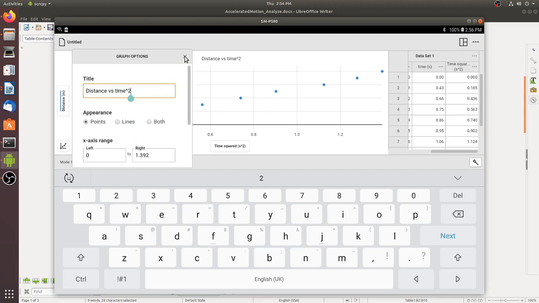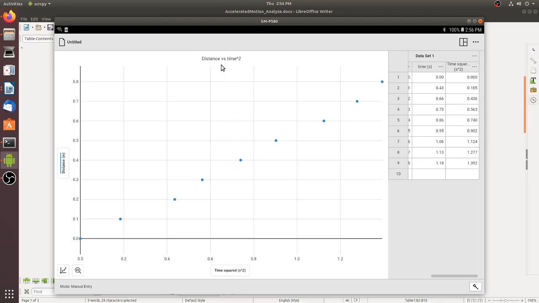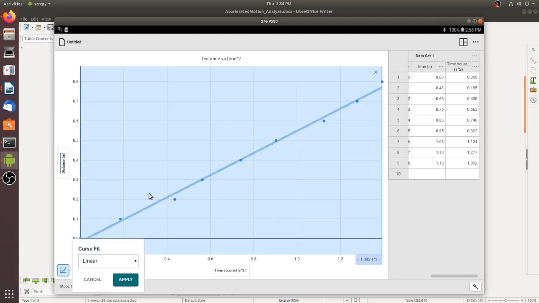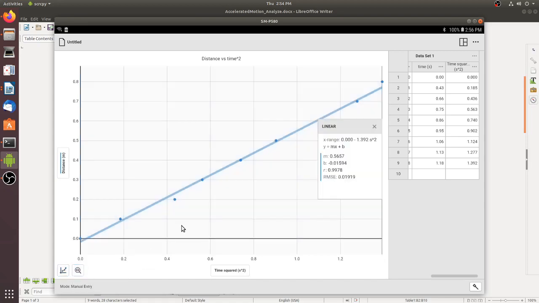Good enough. Close that. Here's my title. Here's my axis label with units. So this graph is looking good. And now I'm going to go to apply curve fit. And it shows a linear curve fit. And I'm going to say apply.